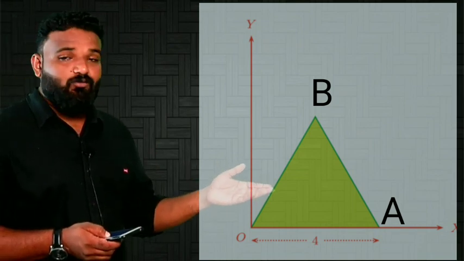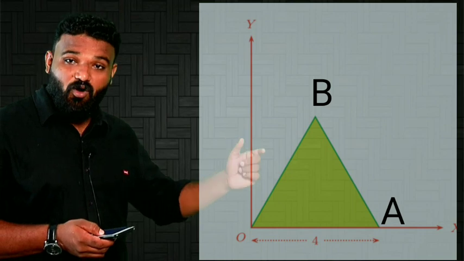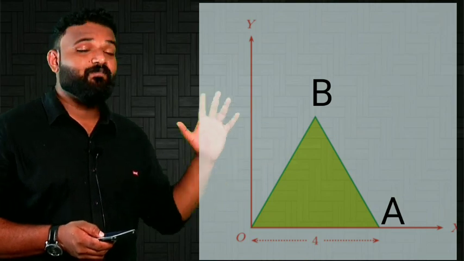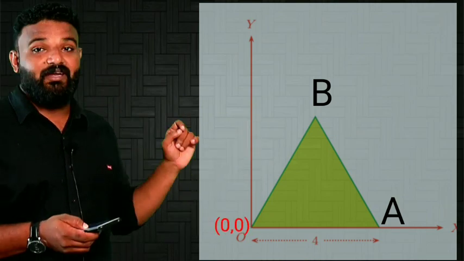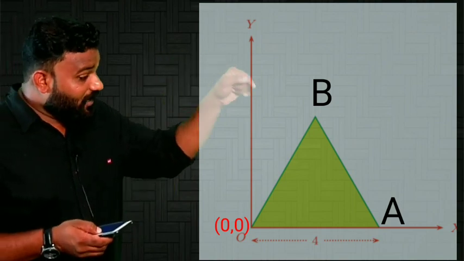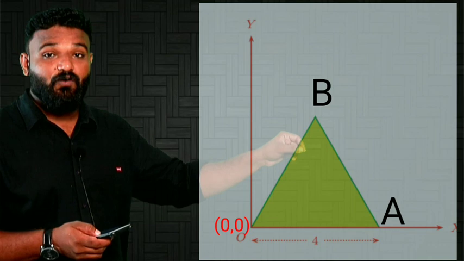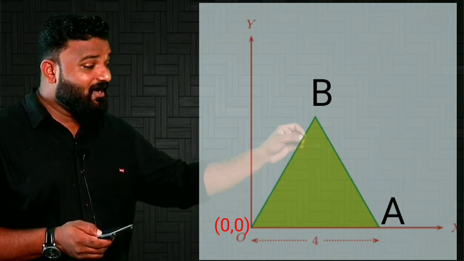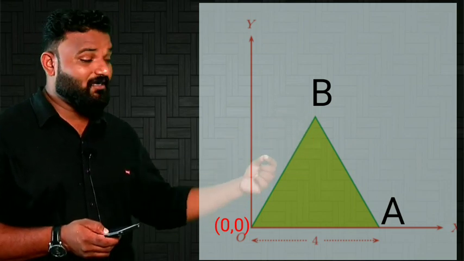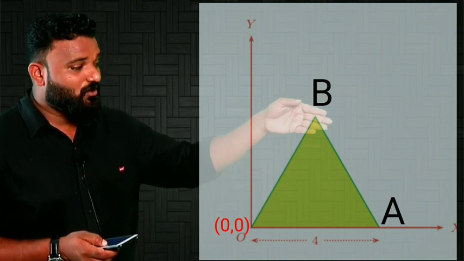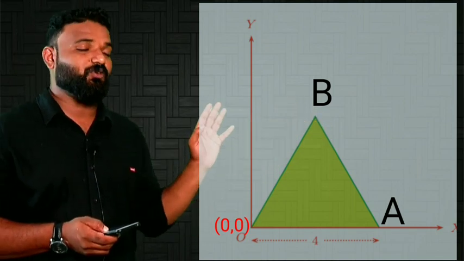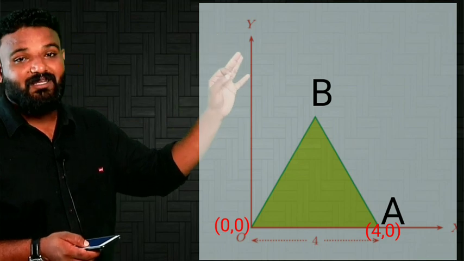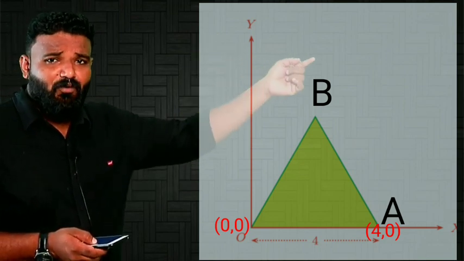Now you can simply calculate the coordinates of the vertex O, because that is the origin, which is 0, 0. And what about the coordinates of A? A is a point on the x-axis, therefore its y coordinate is 0, and the distance of that point from the y-axis is 4, which is given in the question. So the coordinates of the point A are 4, 0, and we have to find the third vertex B. How to find the coordinates of the point B, student?